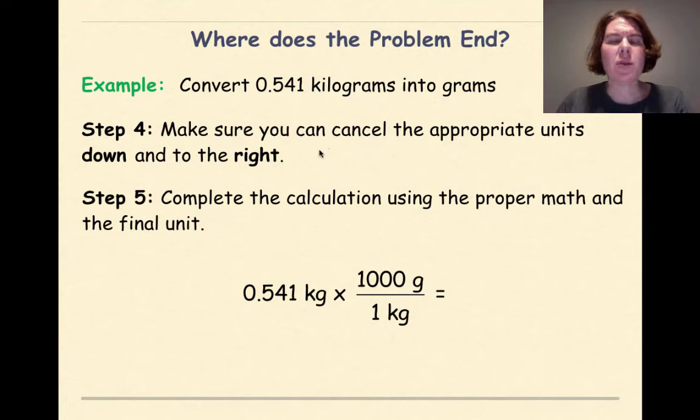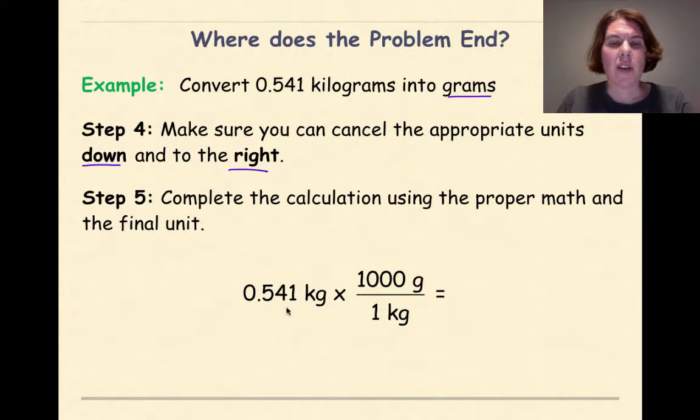So where does the problem end? The problem is going to end when you get to the unit that you want. Let's look at our example. Convert 0.541 kilograms into grams. Where I'm ending here is when I get to the unit of grams in my setup. So make sure you can cancel the appropriate units down and to the right. Finally, we want to complete the calculation using the proper math and the final unit.